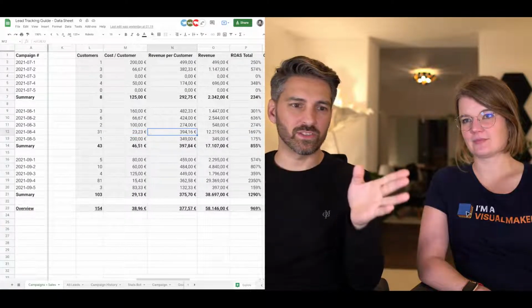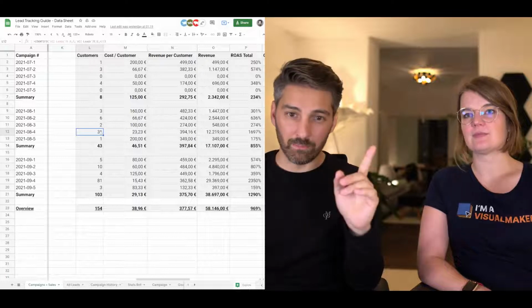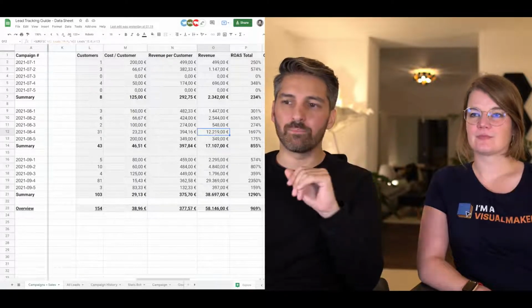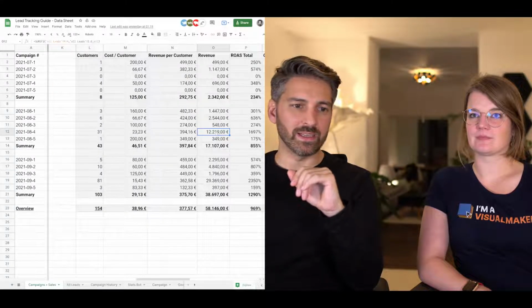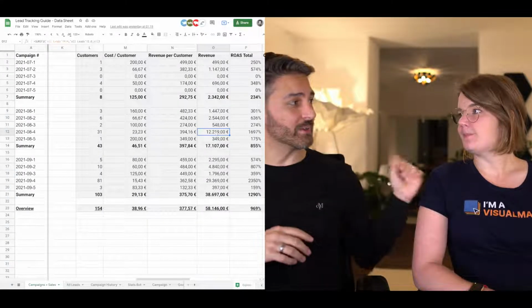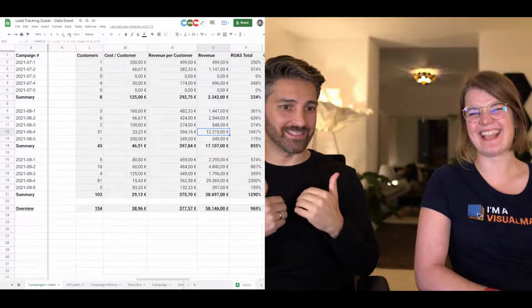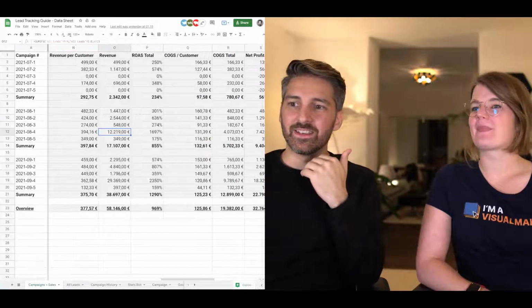Most of these fields are just simple calculations. I need the number of leads. I need the revenue from the CRM. And you could even do that if you have a long sales cycle. We initially wanted to do it with deal stages, but I decided it was too complex. And then you see the ROAS and everything.